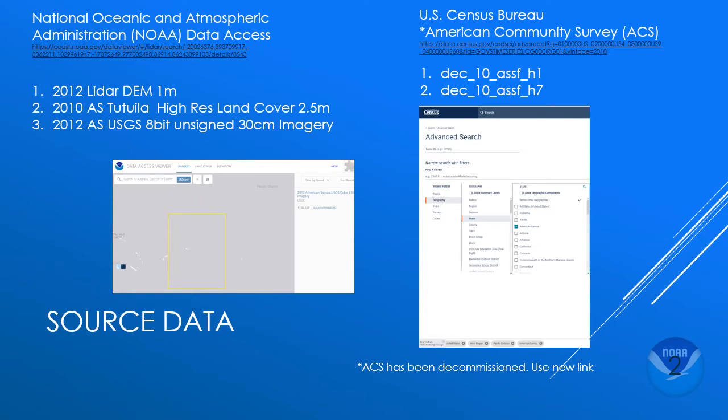Initially, I downloaded everything that I could find, but I ended up choosing just the NOAA and the U.S. Census Bureau data, of which I got 3 files from NOAA and 2 from the Census Bureau that were actually used. Just a note on the ACS, if you are familiar with it, it has now been decommissioned, and there's a new link that I have here, so you might want to save that to your notes.